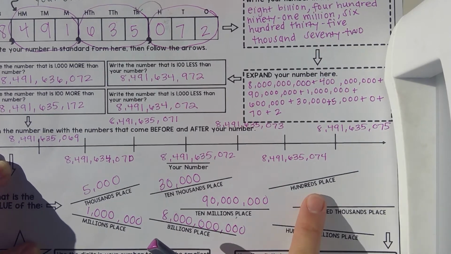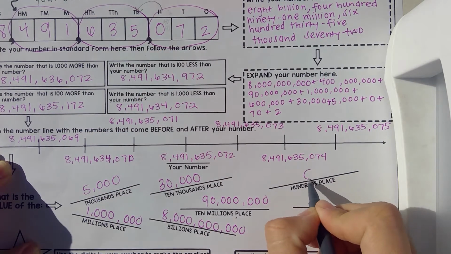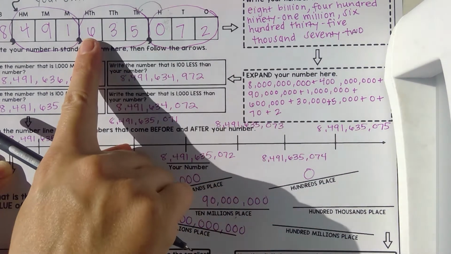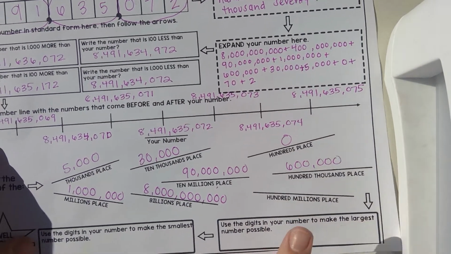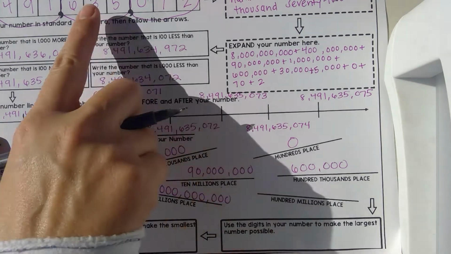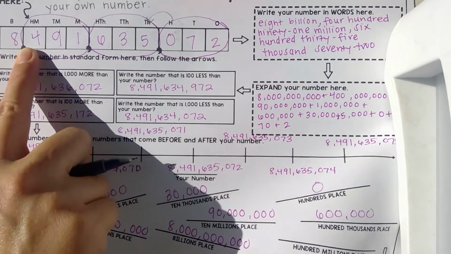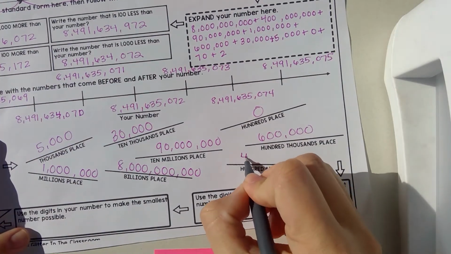Scoot down a little bit. In the hundreds place is a 0, so it's 0. In the 100,000s is a 6, so it would be 600,000. In the 100 millions is a 4, so that would be 400 million.